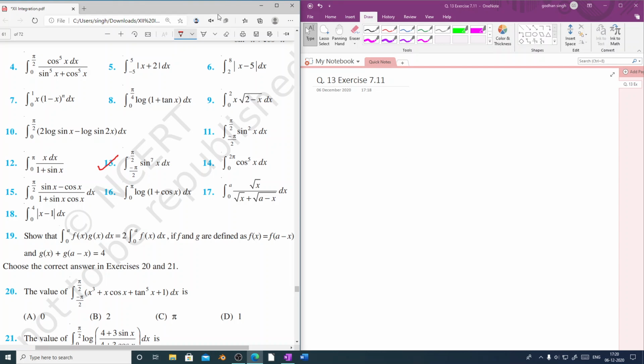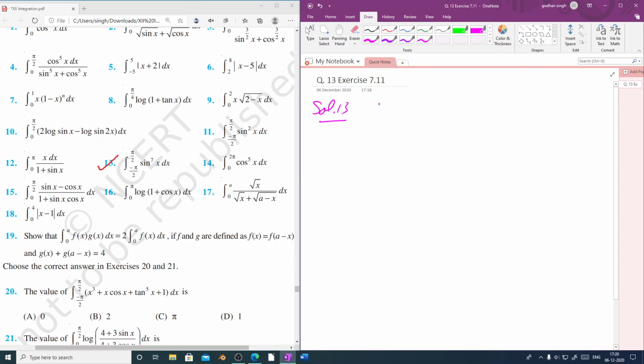Question number 13 now, exercise 7.11. Solution 13: I equals the integral from minus pi by 2 to pi by 2 of sine raised to 7 x dx. So here we'll apply property P7 and check whether the first part is applicable or the second part. So first of all, we'll check whether this function is odd or even.